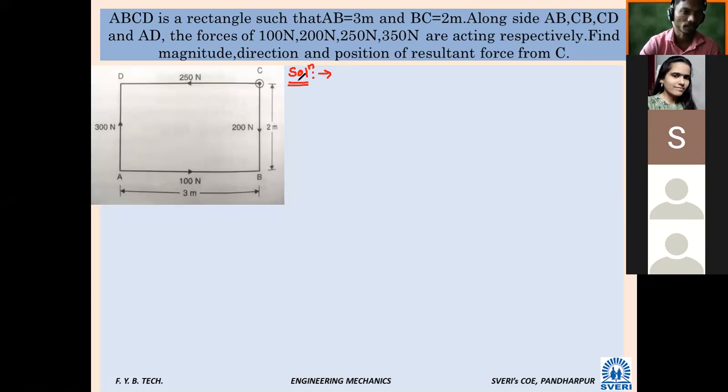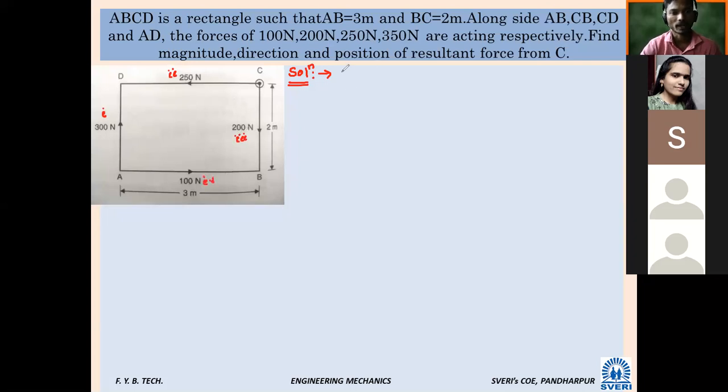Before that, let's give names to the forces. Force number 1, 2, 3. If I say force number 1, immediately you can tell which force. So shall I give names? What name should I give to the 300 Newton force? 1. For this I will give 2, for this I will give the name 3, and for this I will give 4.